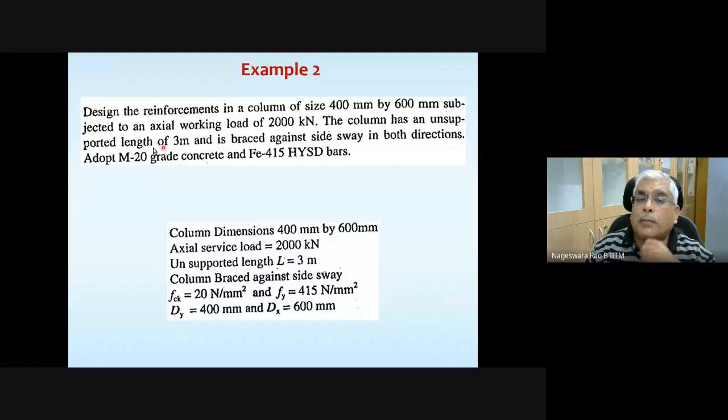Unsupported length is given to you, so we'll see how to take the effective length. Okay, adopt M20 grade of concrete and Fe415 steel, and whatever information is given in the problem statement, the key points are noted here. Please take a note of this.